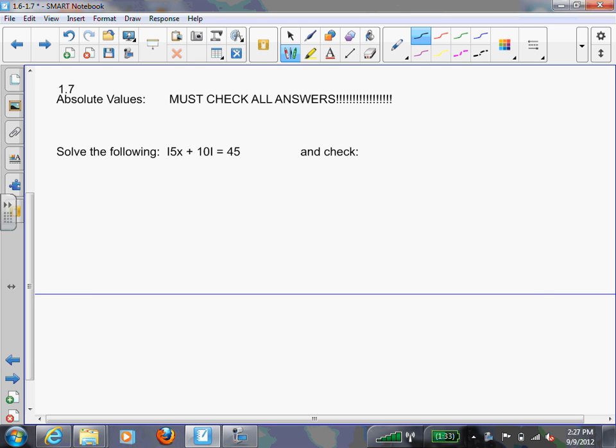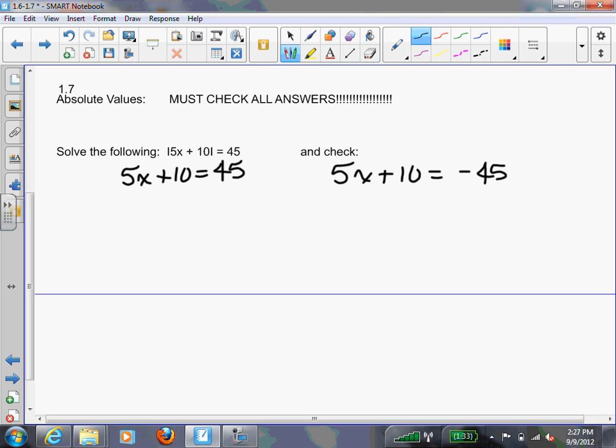So, if I give you the absolute value of 5x plus 10 equals 45, we need to remember that an absolute value talks about a distance. We can be 45 units one way, or we can be 45 units the other way. And we show this by making 45 negative in our second case.